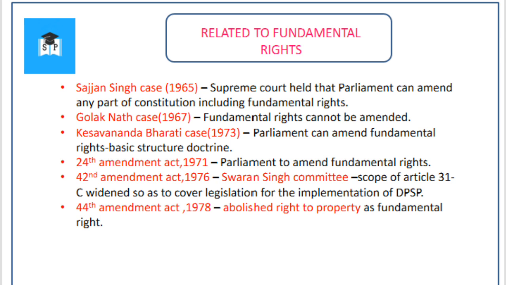In the 24th Amendment Act of 1971, the Parliament was given the power to amend the fundamental rights. In the 42nd Amendment Act of 1976, which came as a result of the Swaran Singh Committee recommendations, the scope of Article 31C was widened so as to cover the legislation for the implementation of all directive principles of state policy. Through the 44th Amendment Act of 1978, the right to property was abolished as a fundamental right and it was made a legal right.